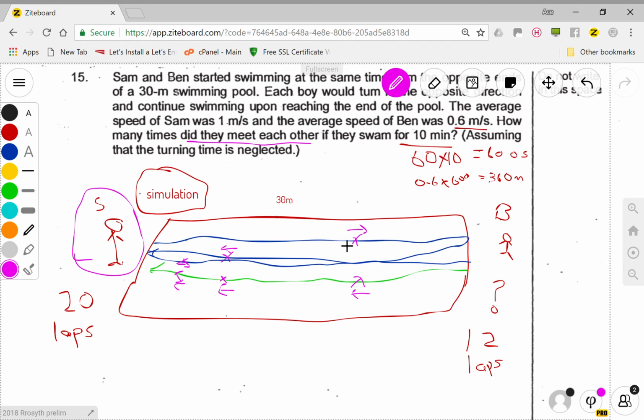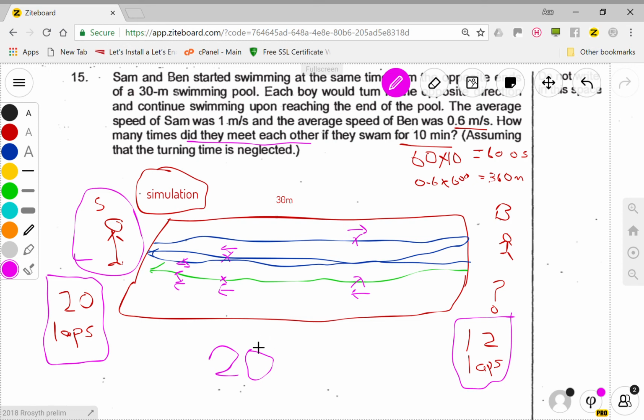And how many laps for Sam? 3 laps. So basically we don't care how many laps the slower guy can go. We only care how many laps Sam can go. Can you see that? So the answer is just 20. They will meet 20 times. That's it. The answer is 20 times.